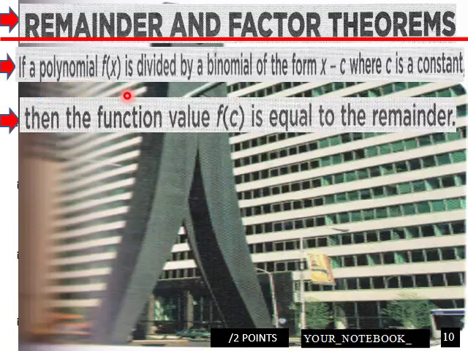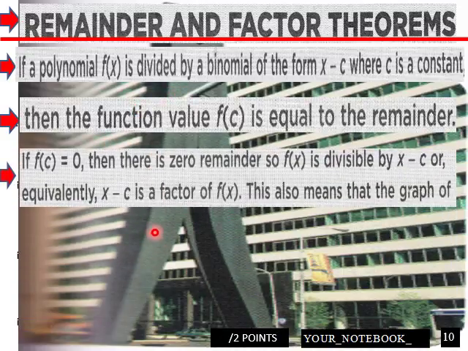If a polynomial is divided by a binomial of the form x minus c, where c is a constant, then the function value f of c is equal to the remainder.